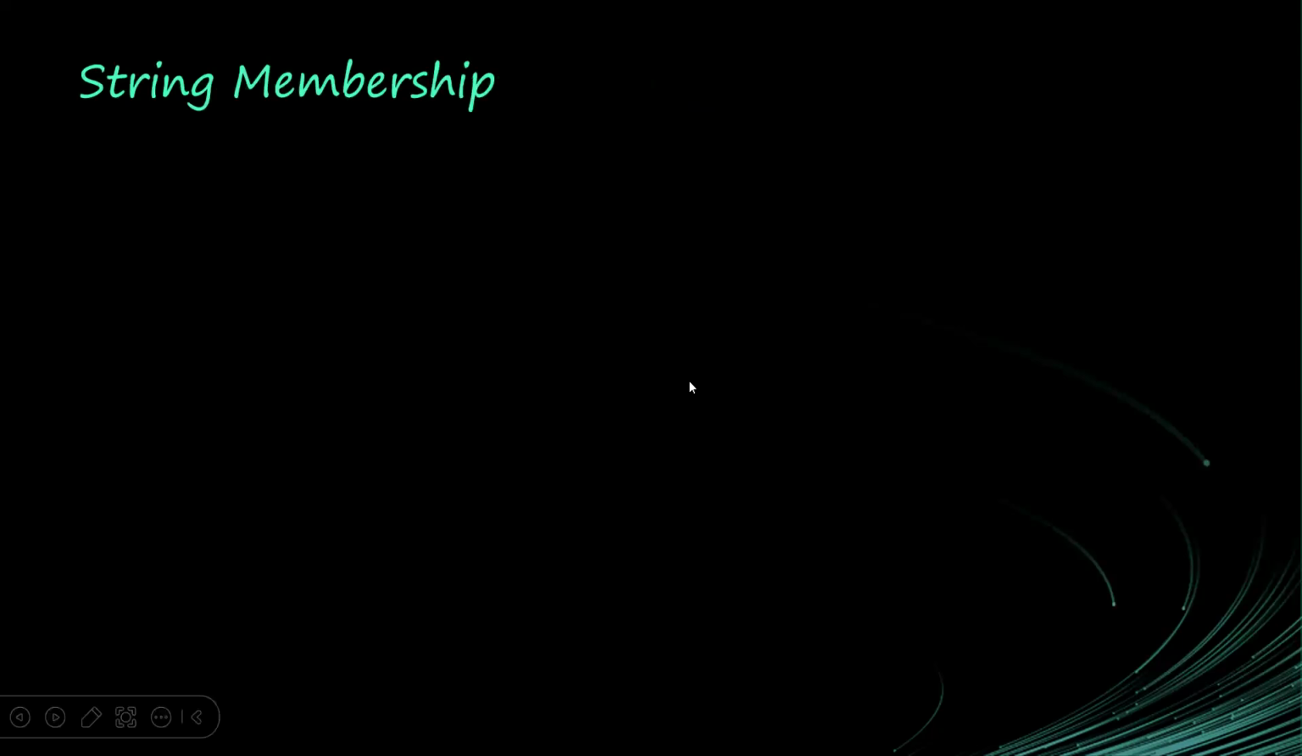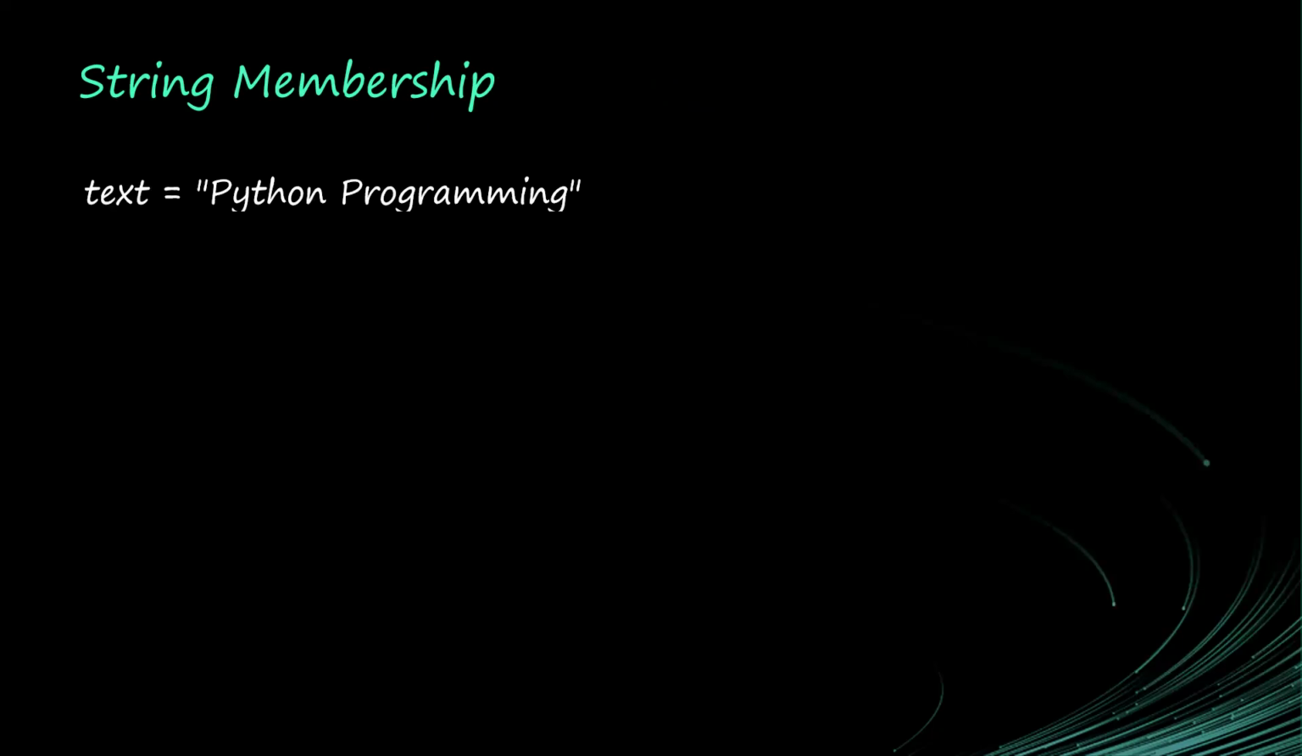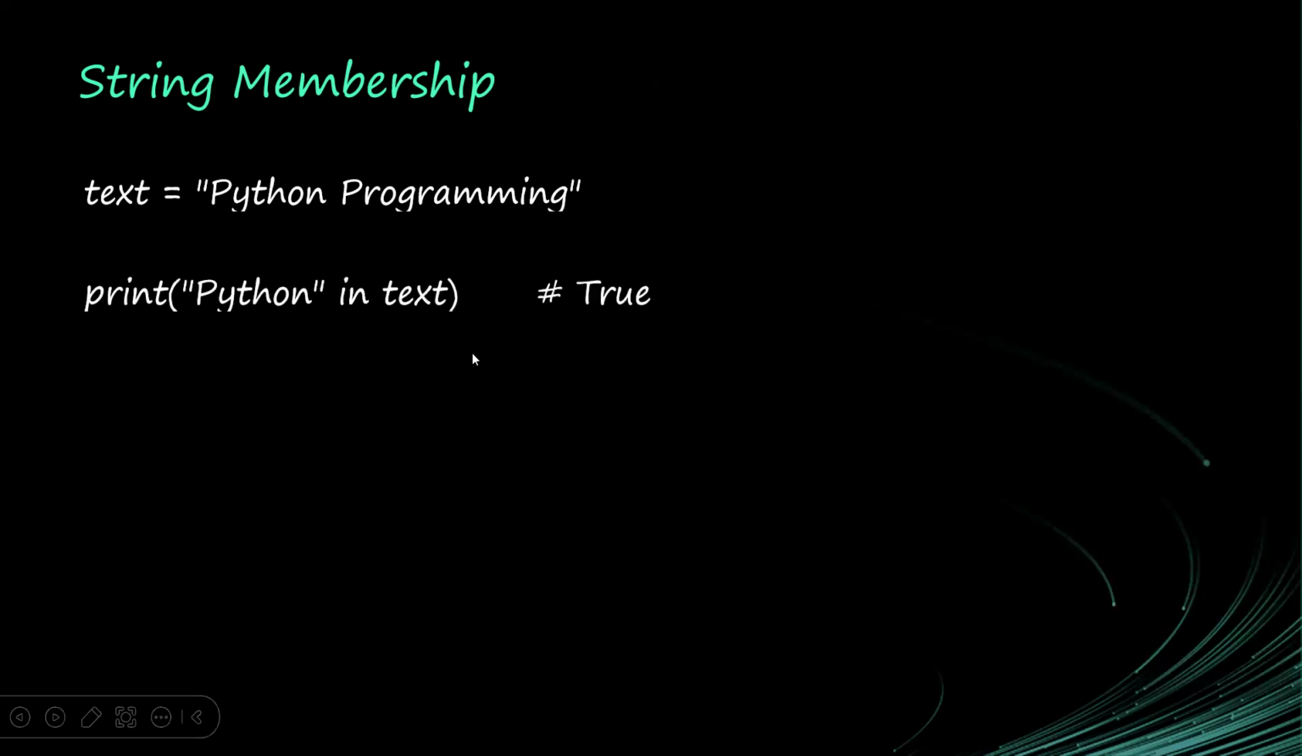Okay, string membership. If you want to know if we can find a string in a text, we use string membership. Python in test. Here we are asking, do we have Python in this text? Yes, we have Python in this text. Do we not have JavaScript in this text? Yes, we don't have JavaScript in this text. So we have the in operator and the not in operator.